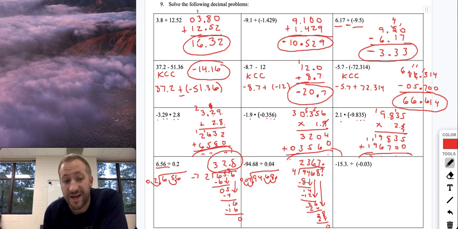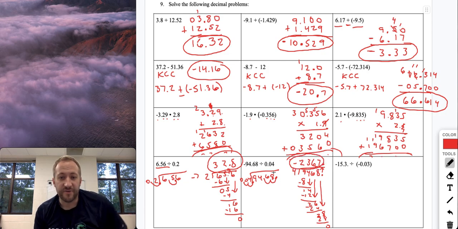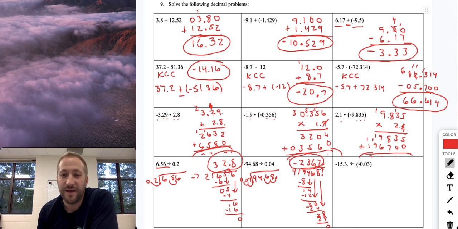So now I just have to double check. Is my answer positive or negative? I have a negative divided by a positive, so I know my answer is going to be negative. Those are just those integer rules that we learn, right? Different signs. When you divide or multiply, it gives you a negative number. Let's look at the last one.